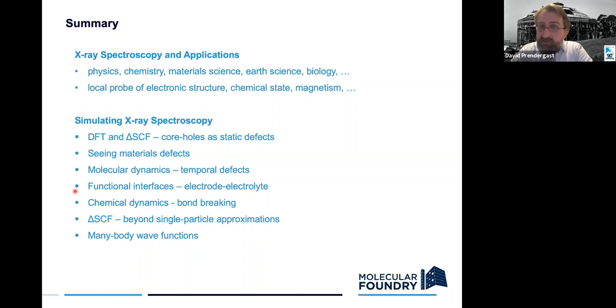Also to explore interfaces in materials and how they function. I gave one example of an electrode and electrolyte. And then you can extend that analogy, because of the speed of these excitations, to chemical dynamics, truly electronic dynamics, where you can see even bond breaking. And then I concluded by talking about how maybe sometimes delta SCF is not enough and you need to go beyond, let's say, the single particle approximations embedded within it and think about many body wave functions and how that can be helpful in the example I gave to describe transition metal oxides.